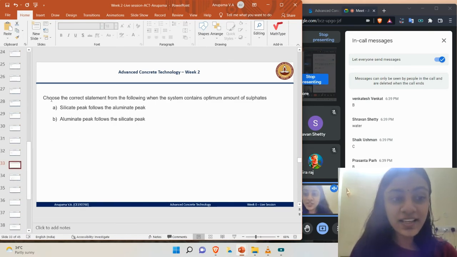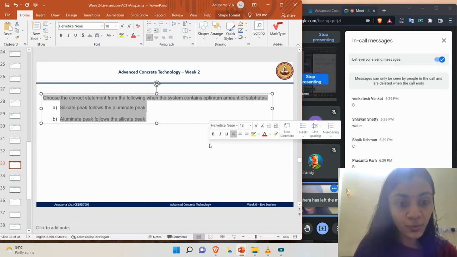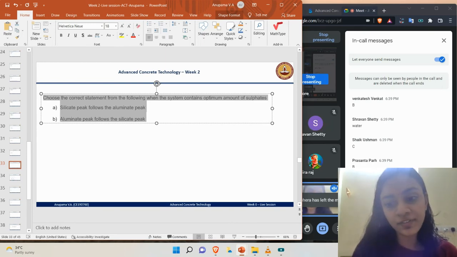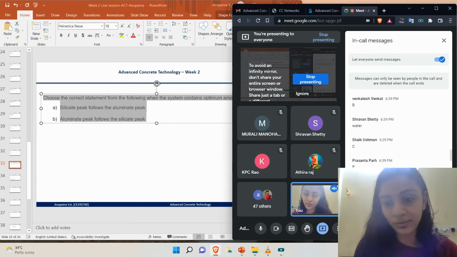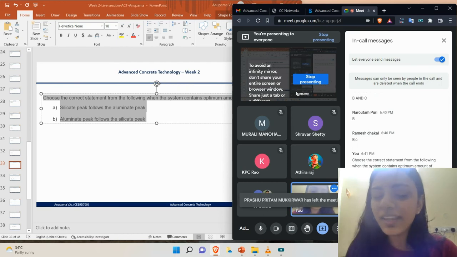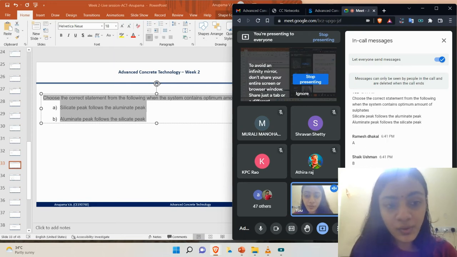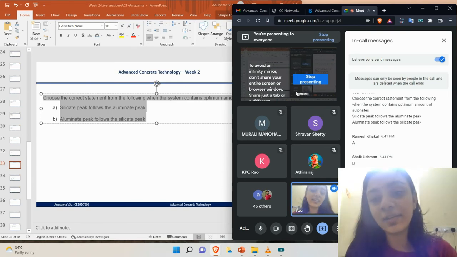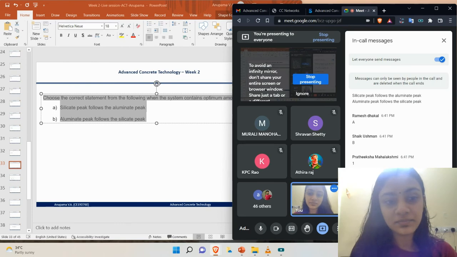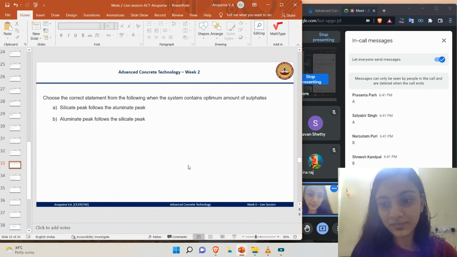Choose the correct statement from the following when the system contains optimum amount of sulfates. By system, I mean the cement system, OPC system, or any other blended system. So, what is the correct statement? A, silicate peak follows the aluminate peak, or B, aluminate peak follows the silicate peak. Now this is interesting. I'm getting mixed answers, A and B.